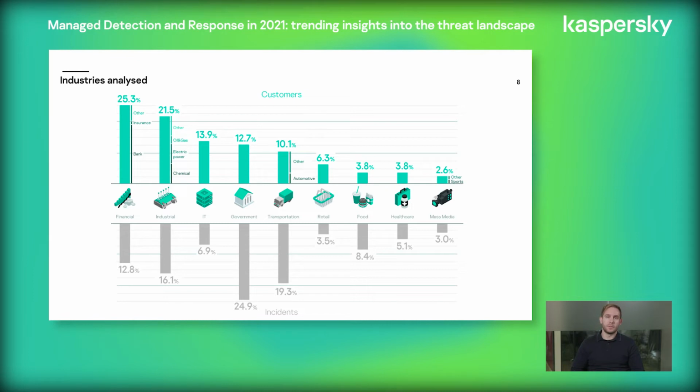You may note that the number of incidents does not always follow the number of customers. We have many customers from financial and IT industries, but the number of incidents in these verticals is not that big. This may be a sign that they implement more efficient cybersecurity measures, or they're less valuable to attackers.